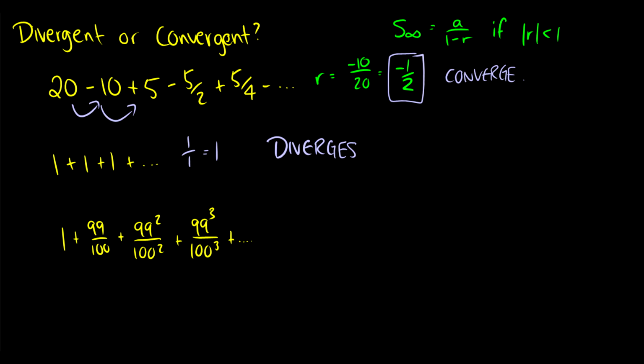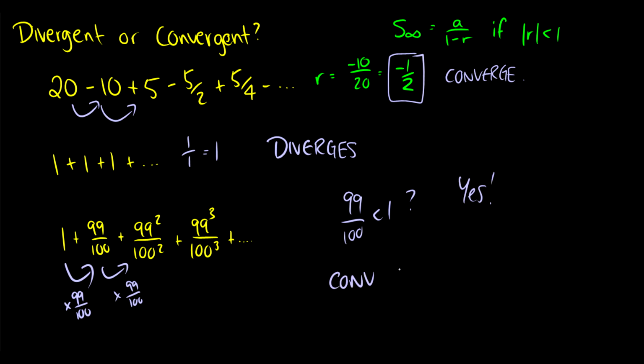What about 1 plus 99 over 100 plus 99 squared over 100 squared, so on and so forth? Well, we see that we're actually just multiplying by 99 over 100 every single time. And is 99 over 100 less than 1? And the answer to that is yes, of course it is. So, this series is going to be convergent. It's going to converge to some number that is not infinity or negative infinity. So this is how we test for divergence and convergence.